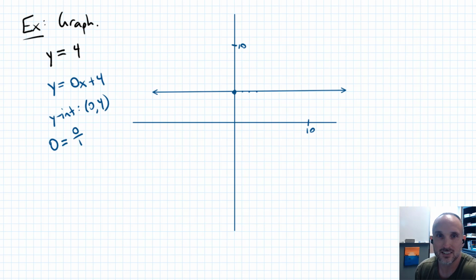Now in practice, nobody graphs y equals 4 in this way, but you could. What most people will do is say, oh, y is 4, so it crosses the y-axis at 4. It's a horizontal line crossing the y-axis at 4. And that is it. That's graphing lines in slope-intercept form.